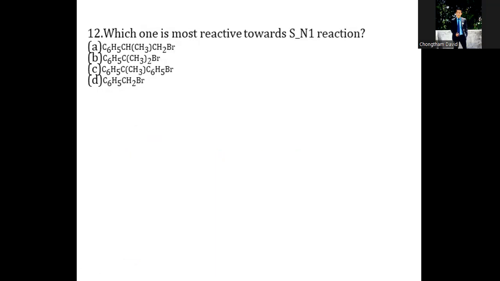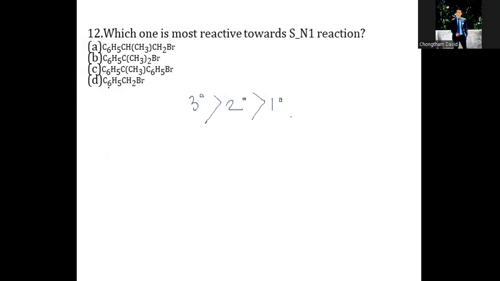Question number 12. Which one is most reactive towards SN1 reaction? The SN1 reaction involves the formation of carbocations. The order of stability of carbocations, as you know, is tertiary, secondary, and primary, right? Hence, the higher the stability of the carbocation, the more will be the reactivity of the parent alkyl halide. Moreover, the tertiary carbocation will be stabilized.